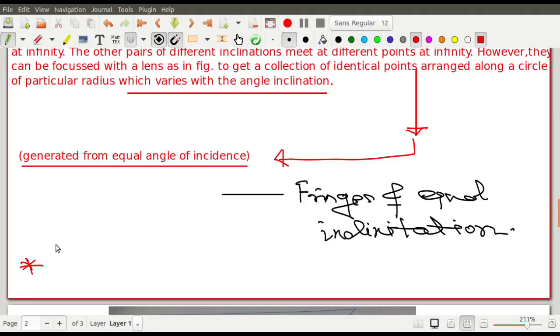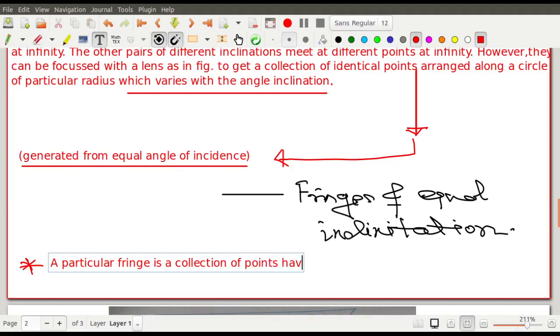You can write this down here. Write it: a particular fringe is a collection of points generated from the same angle of incidence. I have written the same thing: identical points generated from equal angle of incidence. A particular fringe is a collection of points generated from the same angle of incidence.